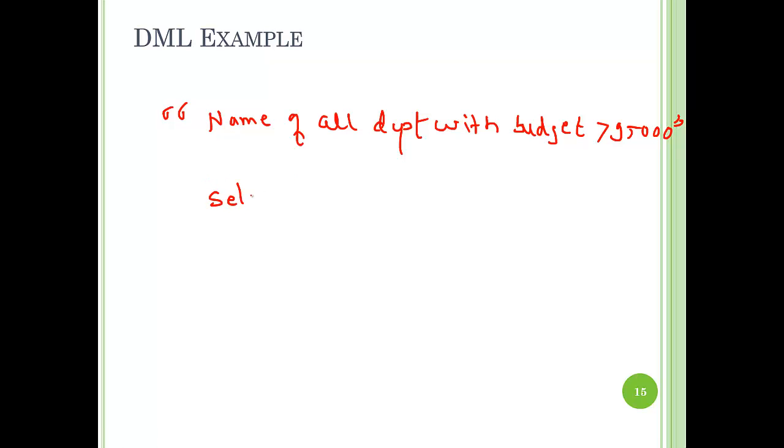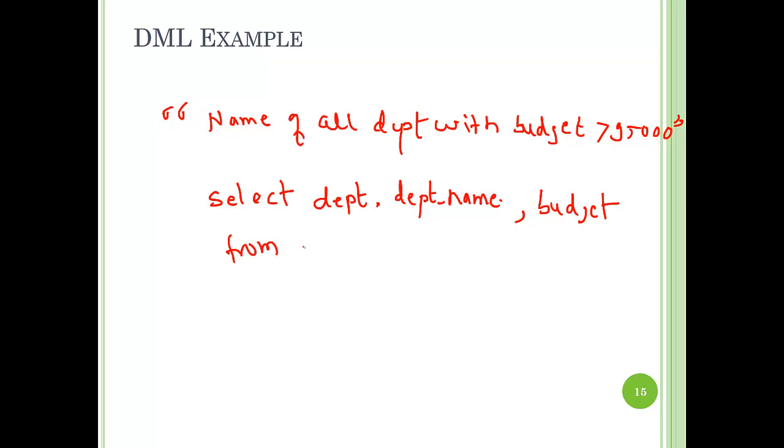Here we write the SQL statement, select. Now here you mention the attribute names. Select table name dot attribute name, department name, comma, budget. The structure is something like this: from the table name, department, where budget is greater than 95,000. So this would work something like this.